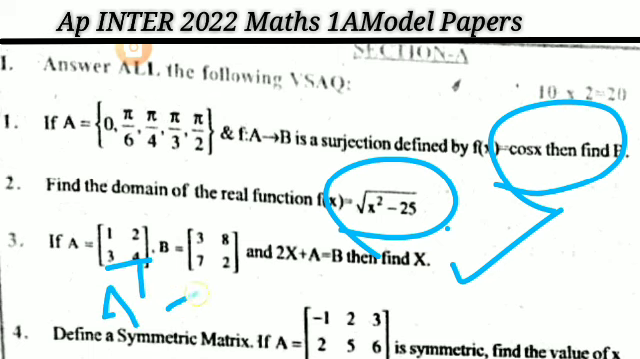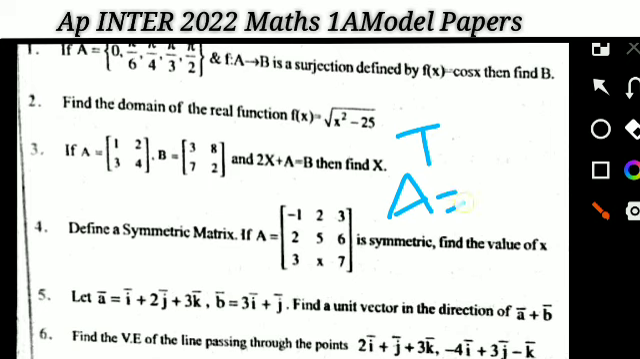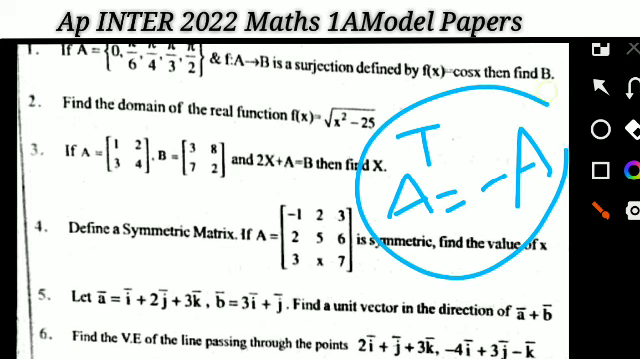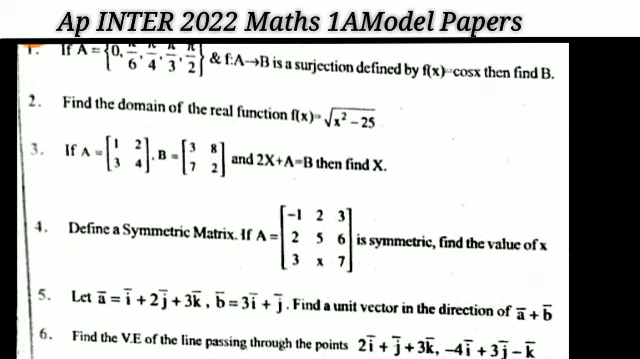If A transpose is equal to A, then the matrix A is said to be the symmetric matrix. What is the definition of the skew symmetric matrix? If A transpose is equal to minus A, then the matrix is said to be skew symmetric. If A transpose is equal to A, then the matrix is said to be the symmetric matrix. Okay, find the value of the x.